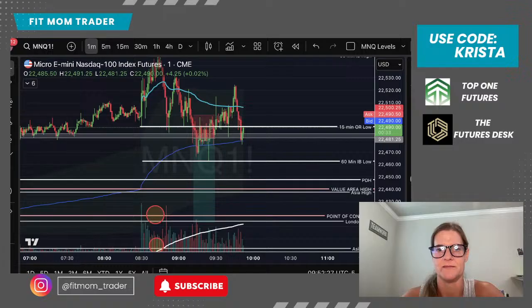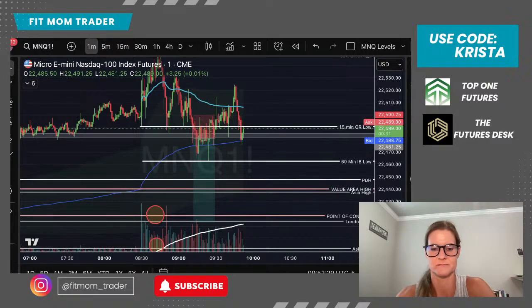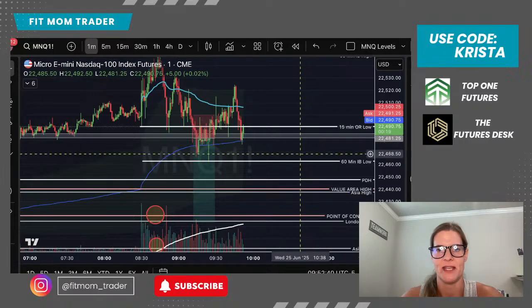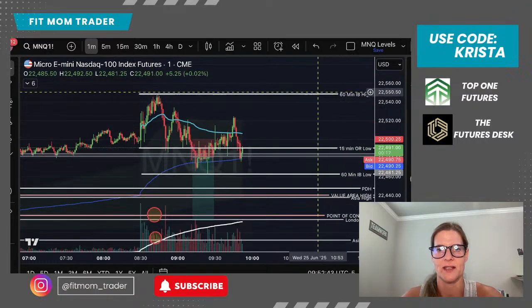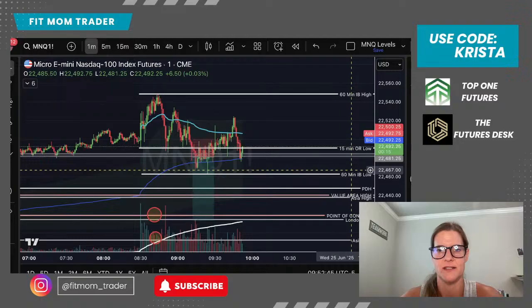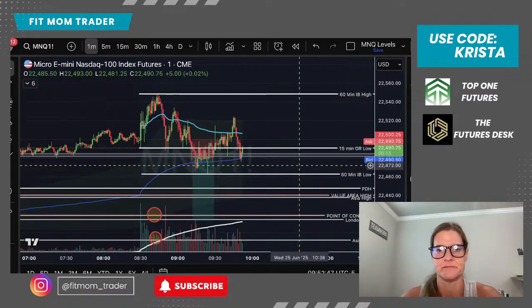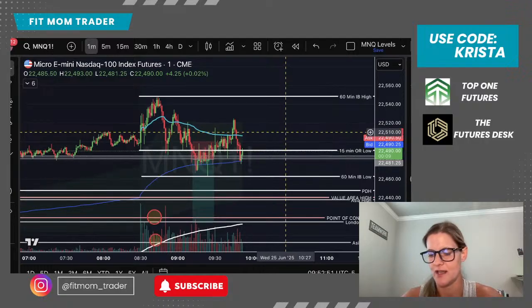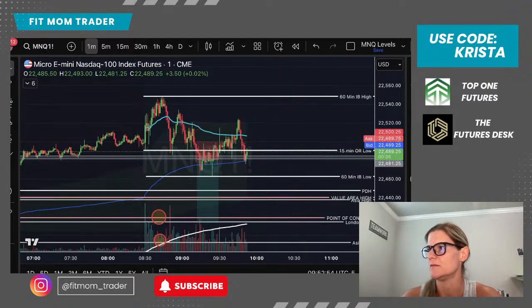What are you guys thinking? Long or short? What are you watching for? We're still just playing around in the middle of that initial balance. Here's the high up here. Here's the low. Chopping around between these VWAPs. For me and my strategies, that is a no trade zone. No trades.